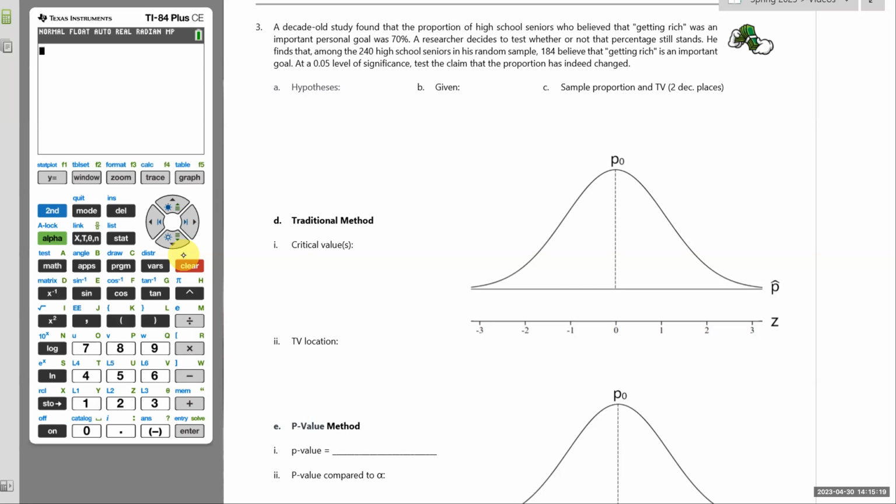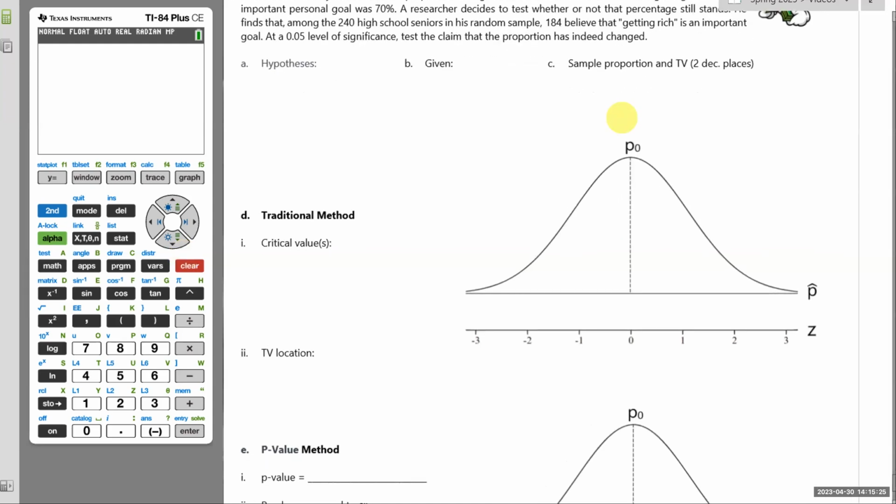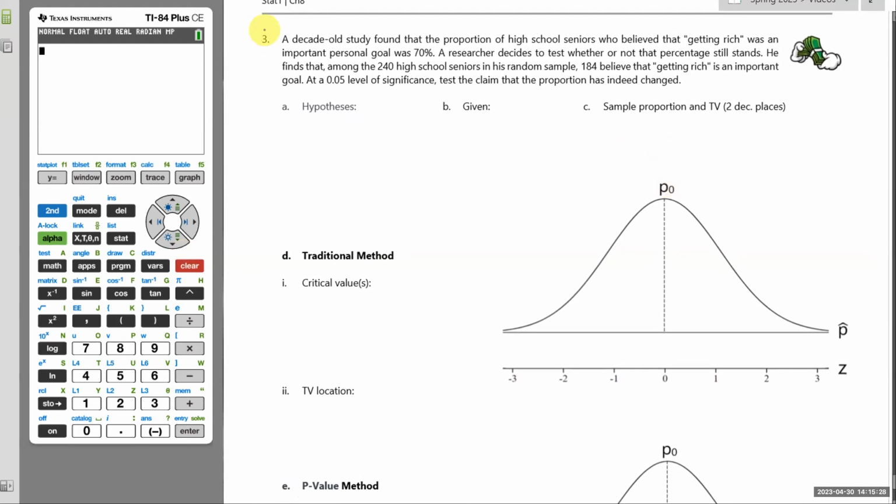We are ready to take a look at just one more hypothesis test here regarding proportions. A decade-old study found that the proportion of high school seniors who believed that getting rich was an important personal goal was 70%. A researcher decides to test whether that percentage still stands. He finds that among 240 high school seniors in his random sample, 184 believe that getting rich is an important goal. At a 0.05 level of significance, test the claim that the proportion has indeed changed.